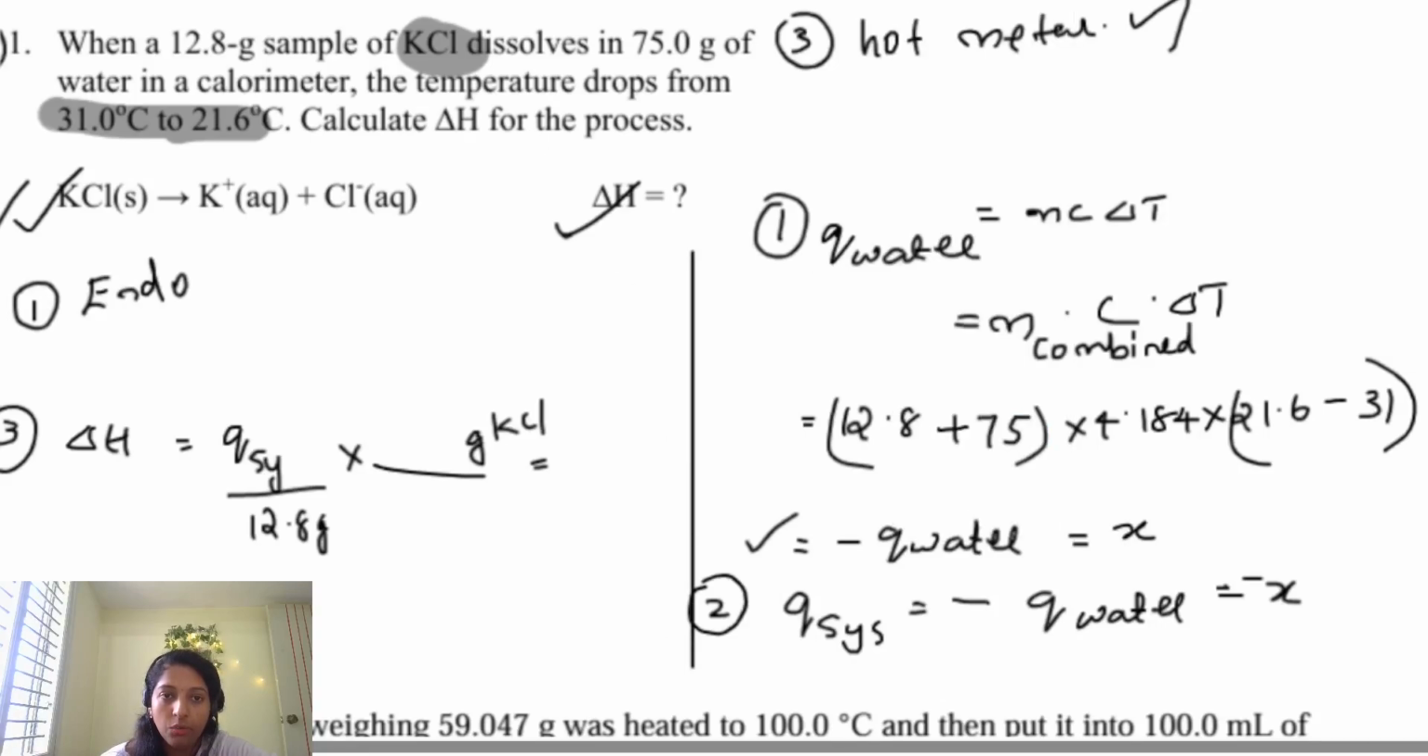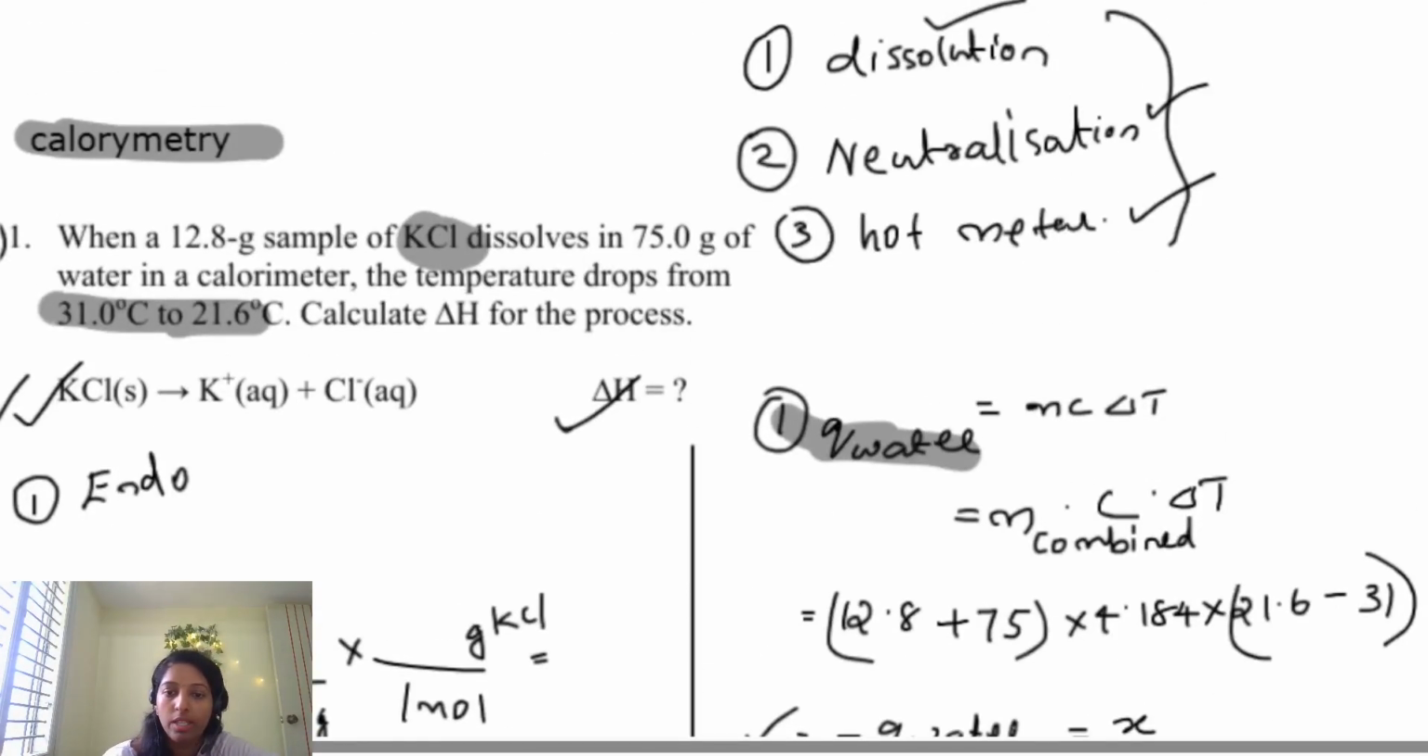Okay, so three steps are involved. First you calculate the Q water. Second, you calculate the Q system by just changing the sign, and third, the delta H, by doing the stoichiometry. What we found is only for 12.8 grams. Then what is it for 1 mole? That is how we need to calculate the calorimetry with a dissolution reaction. Main thing, the mass is not the water mass alone. This is the combined mass.